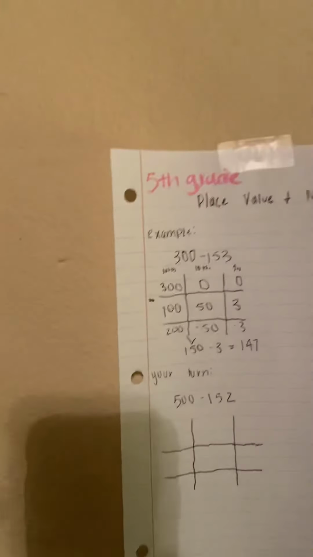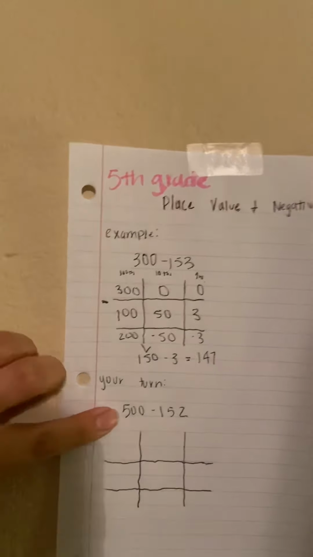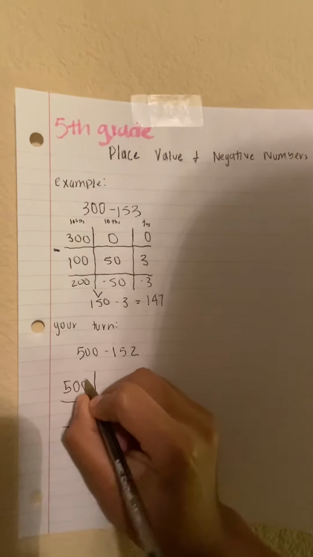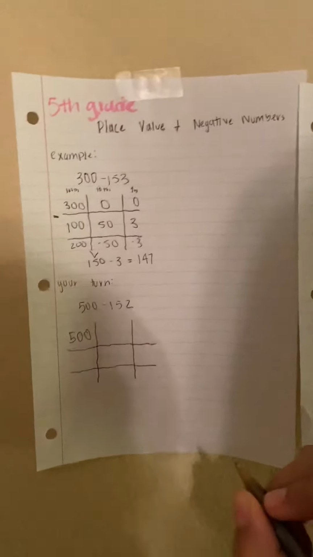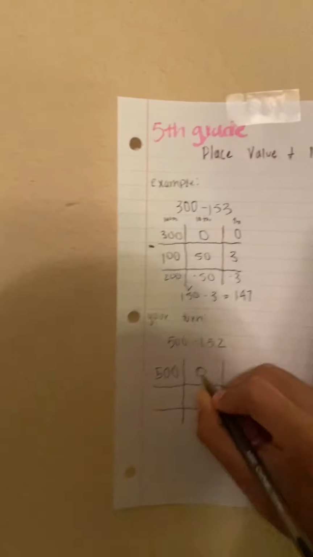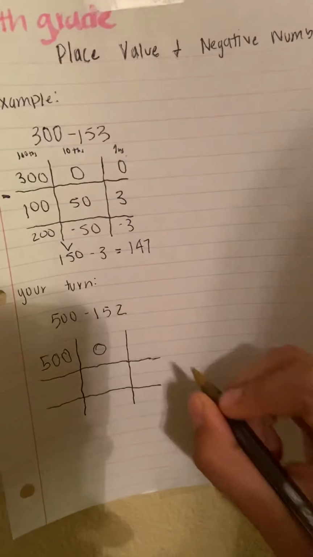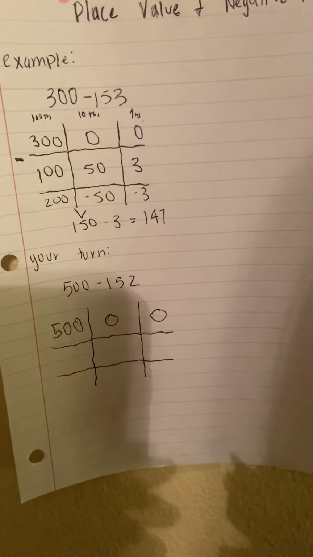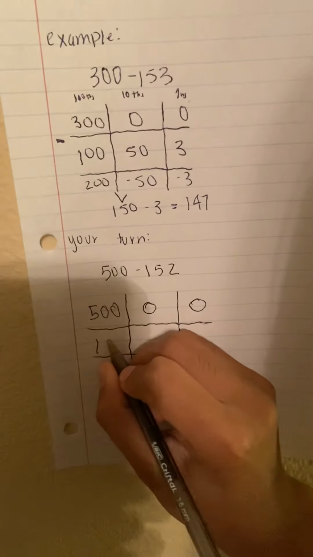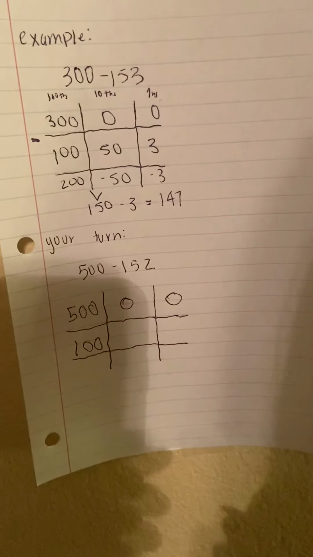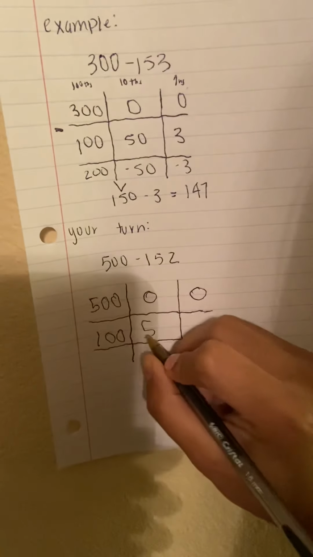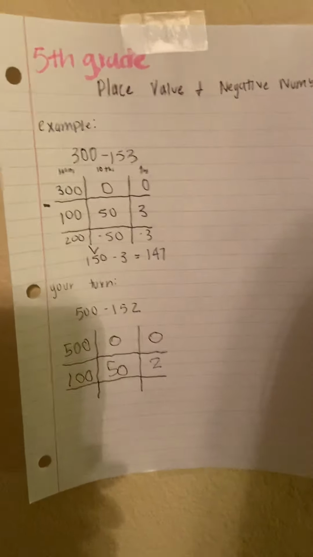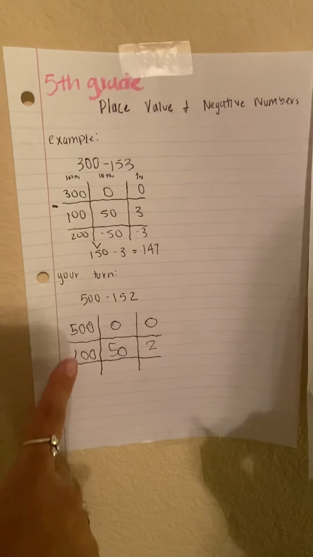Okay, so first, in the hundreds place we have what? 500. So write down 500. In the tens place, we have what? 0. In the ones place, we have what? 0, okay? And if we move on to 152, what do we have in the hundreds place? 100. In the tens place? 50. In the ones place? 2. Okay, and if we subtract both of these numbers together, what do we get?